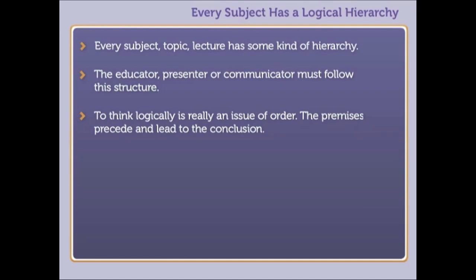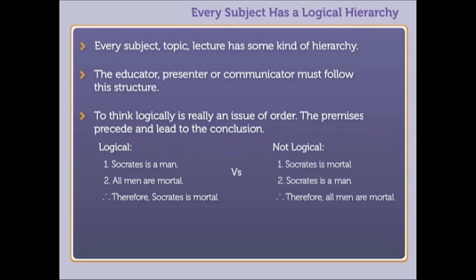Logic, therefore, to think logically is really an issue of order. One idea or fact being the basis of the next. Now, if you think of the standard Socrates syllogism, all men are mortal, Socrates is a man, therefore Socrates is mortal, that's the arch example of logic. Because the premises precede and lead to the conclusion. Whereas if I said Socrates is mortal, Socrates is a man, therefore all men are mortal, it's the same three units, but the order is no longer of logical structure or hierarchy, and the consequence is completely confusing and unintelligible.